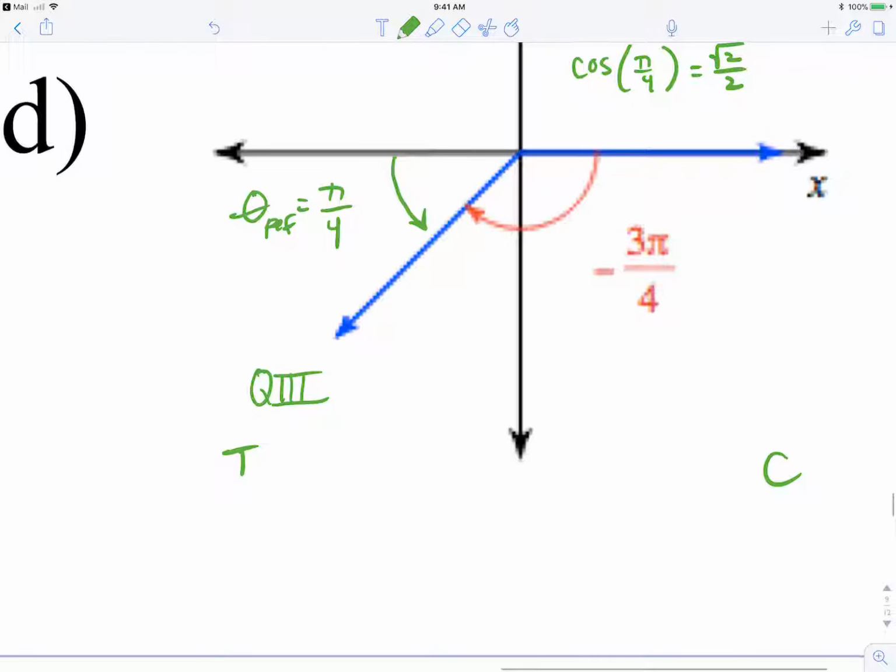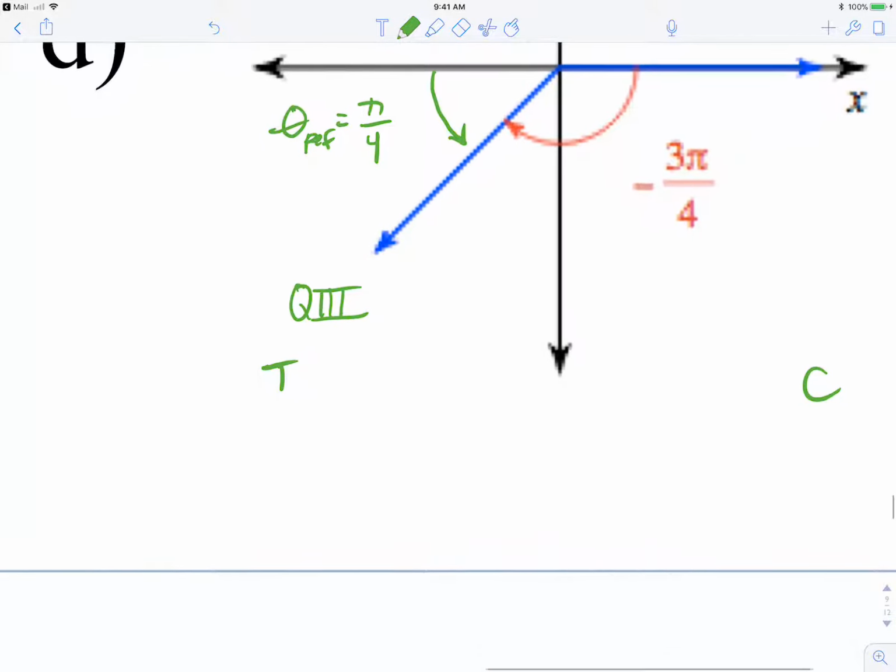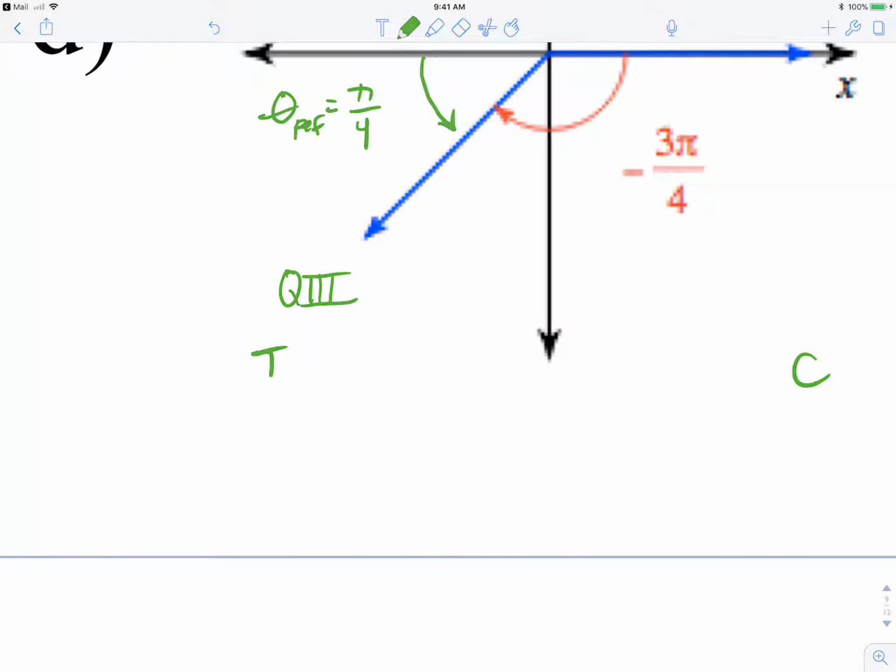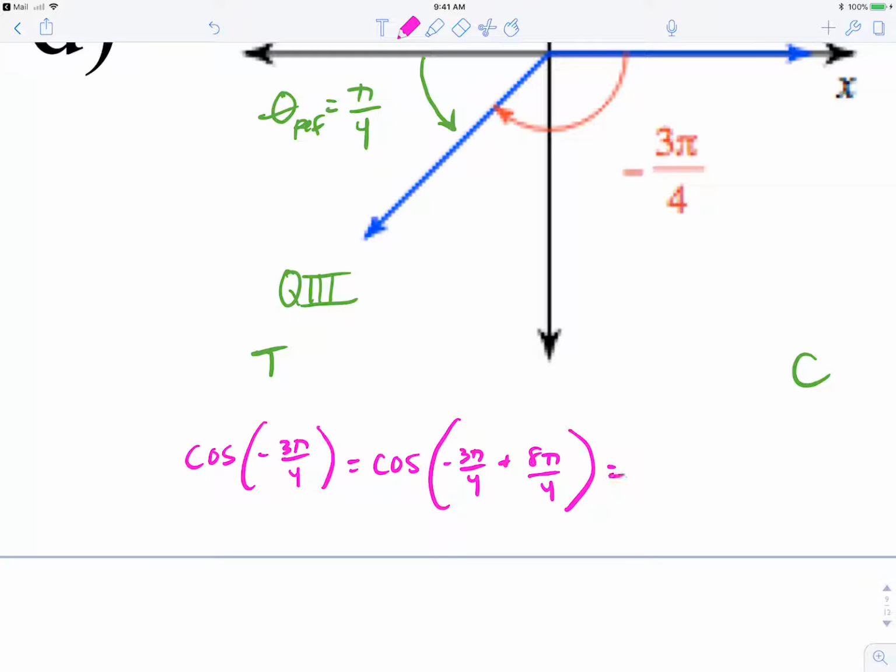I would prefer to evaluate negative 3 pi over 4 from a coterminal angle perspective, where if I want to know what cosine of negative 3 pi over 4 is, that's going to be equivalent to cosine evaluated at its coterminal angle. So negative 3 pi over 4 plus 8 pi over 4 gives cosine of 5 pi over 4, which we know is negative root 2 over 2 from our unit circle knowledge.